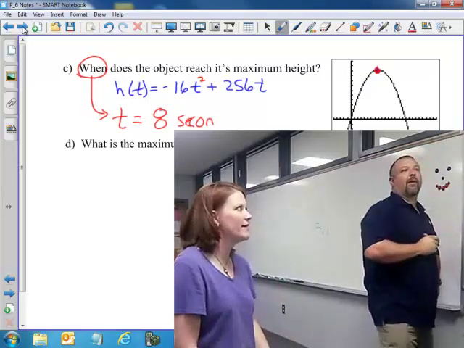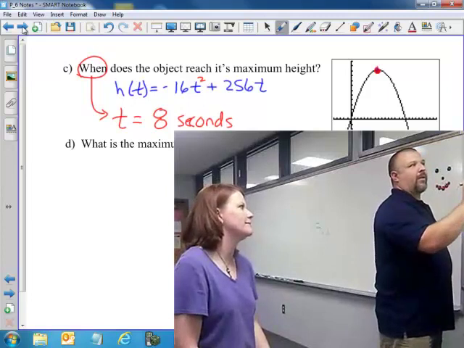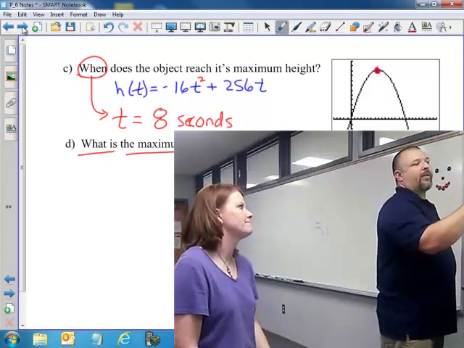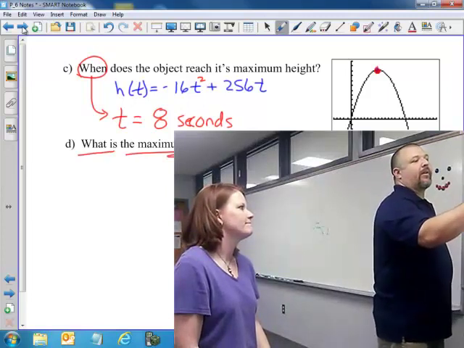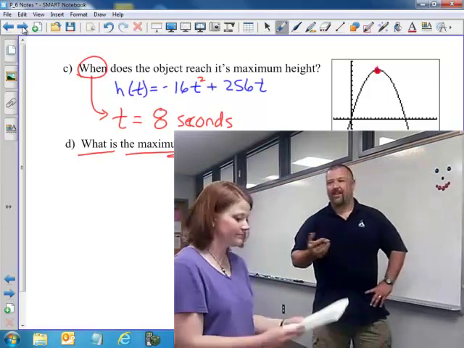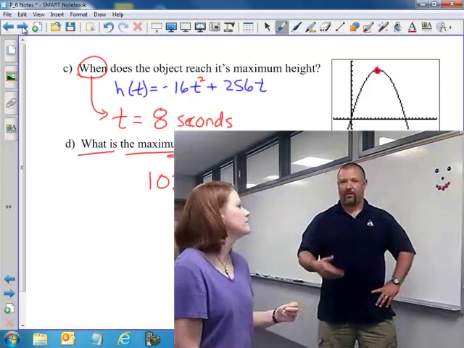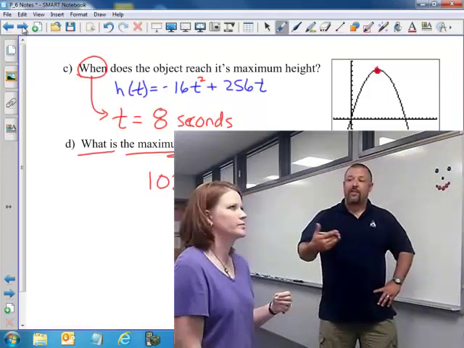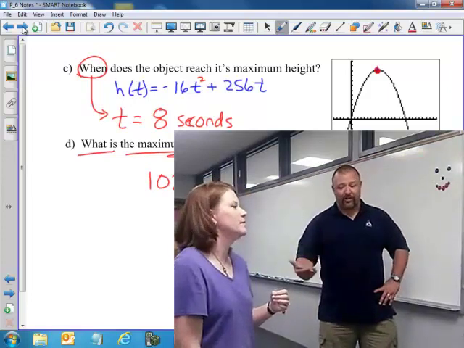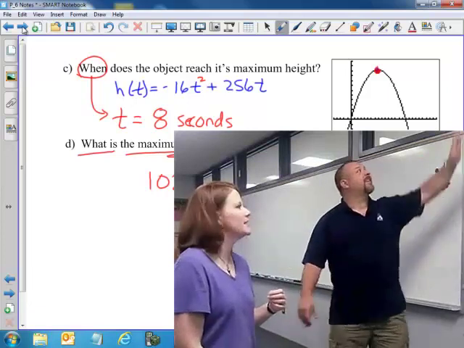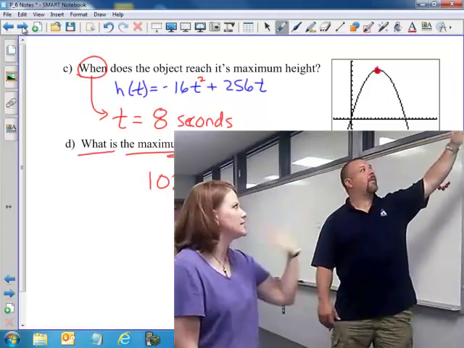Okay. Then part D says, what is the maximum height? Well, the height is the y value, so that's 1024 feet. 1,024 feet. I think that's it. Is it that easy? It's really that easy. Really what you're doing is using your calculator, the skills you have, but answer the question that's asked. Don't answer the question that you feel like answering.